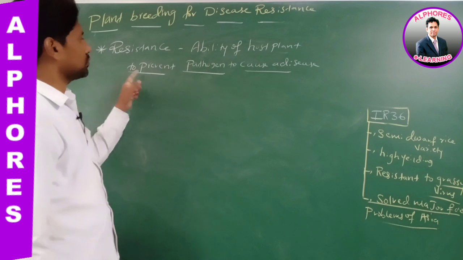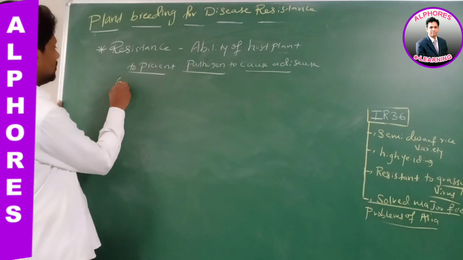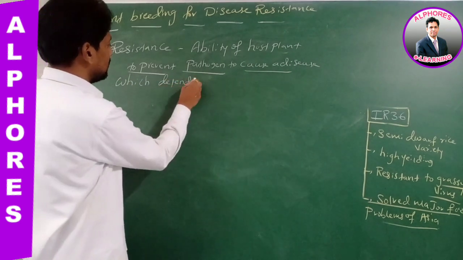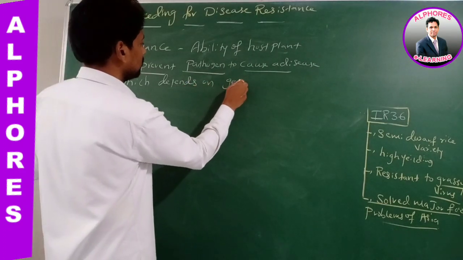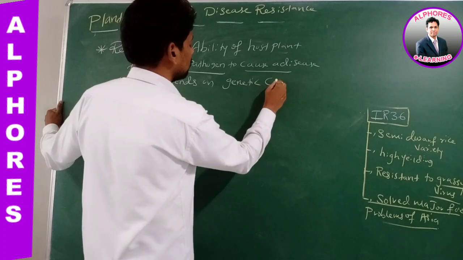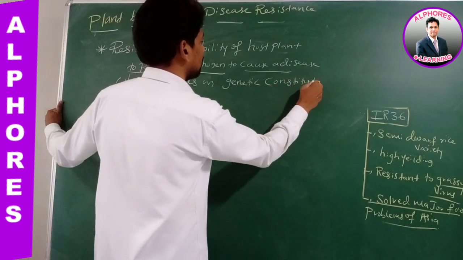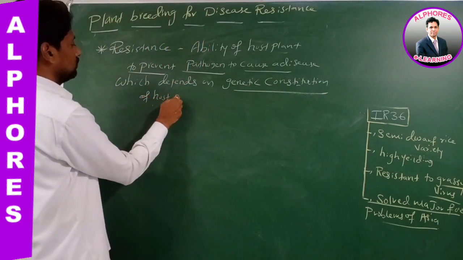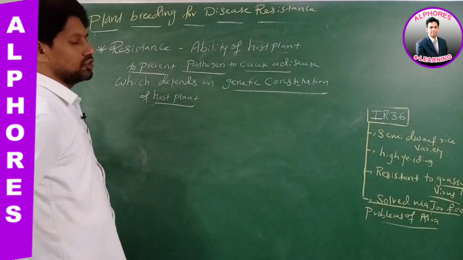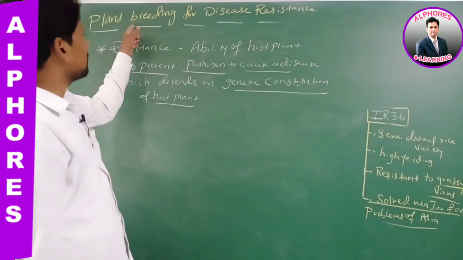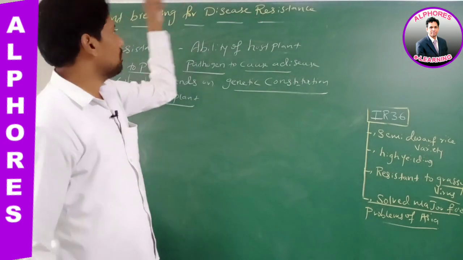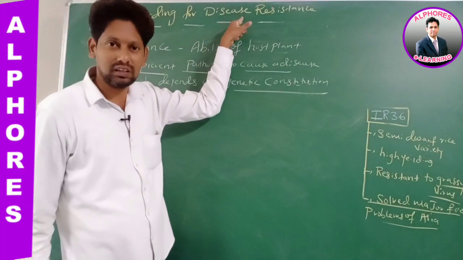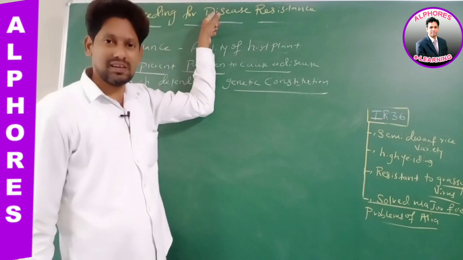Therefore, resistance means the ability of the host plant to prevent the pathogen from causing a disease, which depends on the genetic constitution of the host plant. We are discussing plant breeding for disease resistance. It means by using plant breeding techniques, we are making a plant disease resistant.